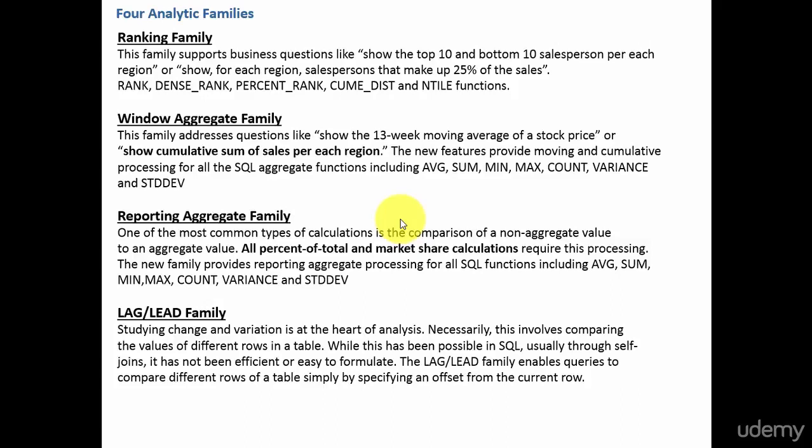Lag and lead family. Studying the change is really very important for our analysis, like same store sales. For example, McDonald's, how did it do a year back and how is it doing now? Comparing the sales from period to period is important, right? Like from last quarter to this quarter, last month to this month, last year to this year. So to compare data over a given time period, we can use the lag and lead analytical functions. We will be learning about these analytical functions in the coming sessions.